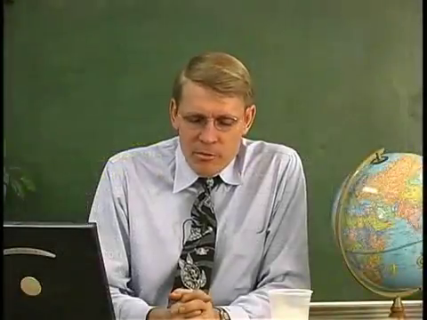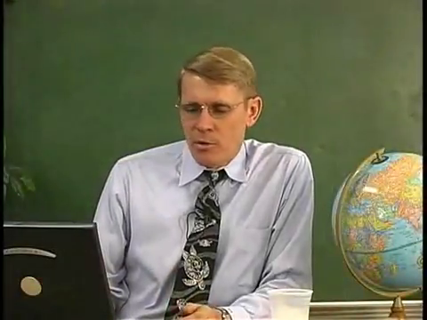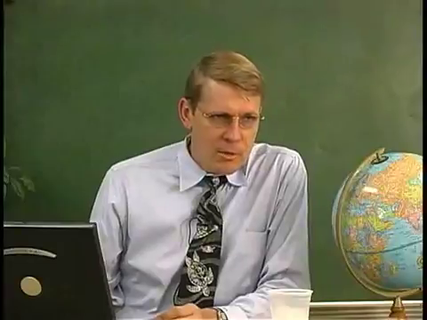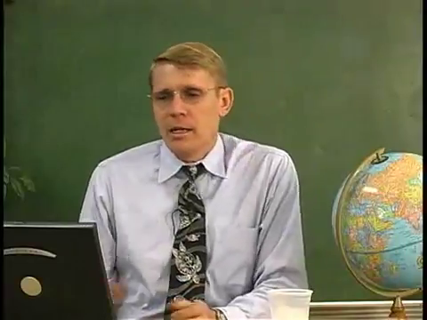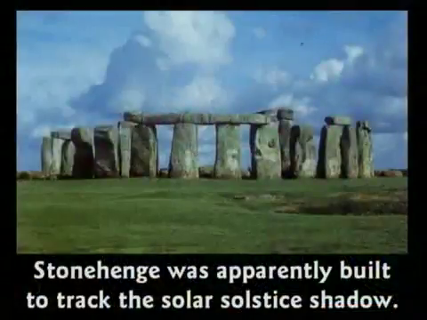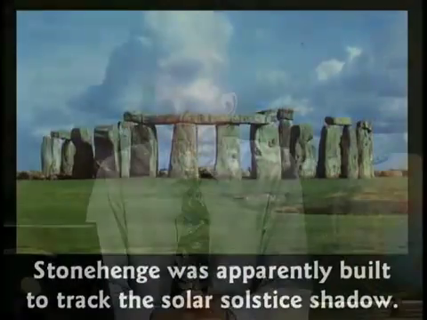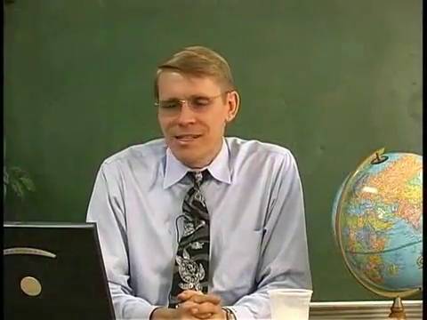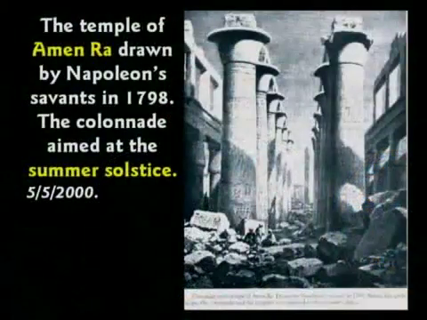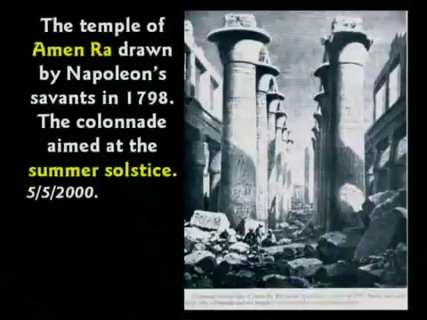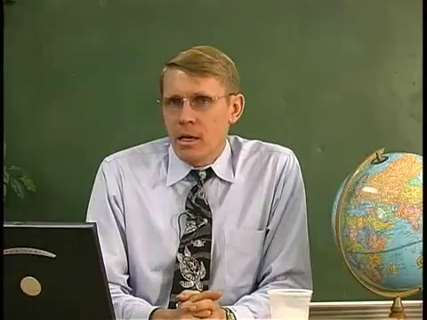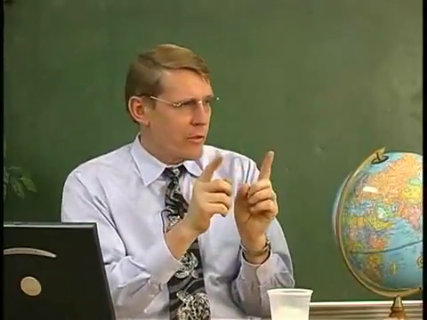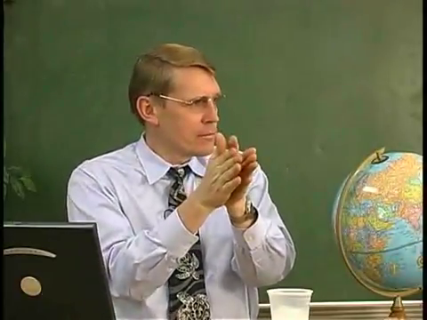There are numerous different bits of evidence that tell us the Earth has wobbled. For instance, Stonehenge, the rocks piled up there in England, and the temple of Amun-Ra, which Napoleon's savants drew in 1798. I think it's been quite a bit more destroyed since then. They indicate that they built this thing so that the pillars would line up on June 21st with the sun.